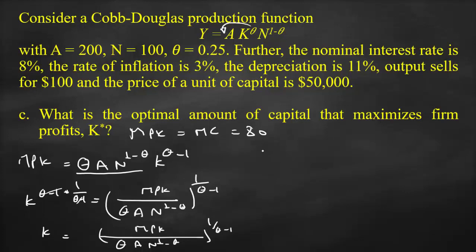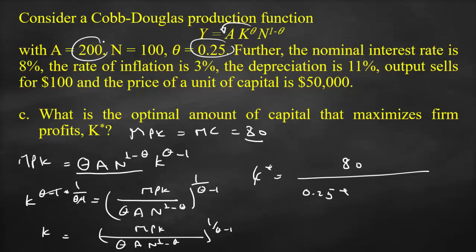So let's substitute for K. So I know that K star here is equal to, what's our MPK? It's equal to 80, because it's equivalent to marginal cost, divided by, what's our theta in the question? It's 0.25, multiplied by, what's our A? 200, multiplied by, what's our N? 100 to the power 1 minus theta, 0.25. All of this to the power 1 over 0.25 minus 1.